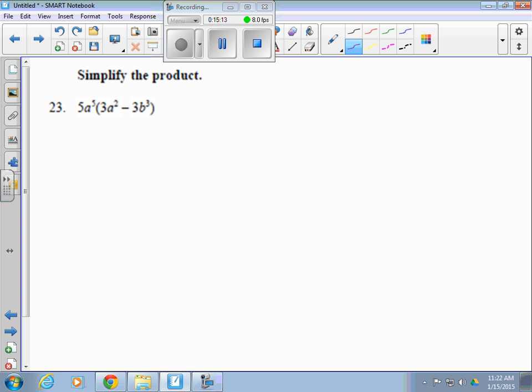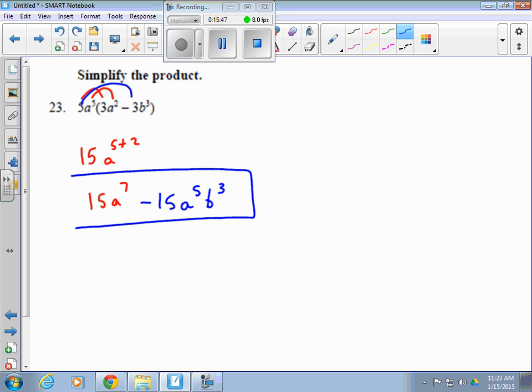22 is simplify the product. You multiply 5 times 3 and get 15. A to the 5th times a to the 3rd. Remember, anytime you're multiplying the same bases, you add 5 plus 2. That gives you 15a to the 7th. For the other one, you do 5 times negative 3, and you get negative 15. Notice it's a to the 5th and b to the 3rd right here. You don't add the exponents when it's different bases like that. You simply write a to the 5th, b to the 3rd. 15a to the 7th minus 15a to the 5th, b to the 3rd.